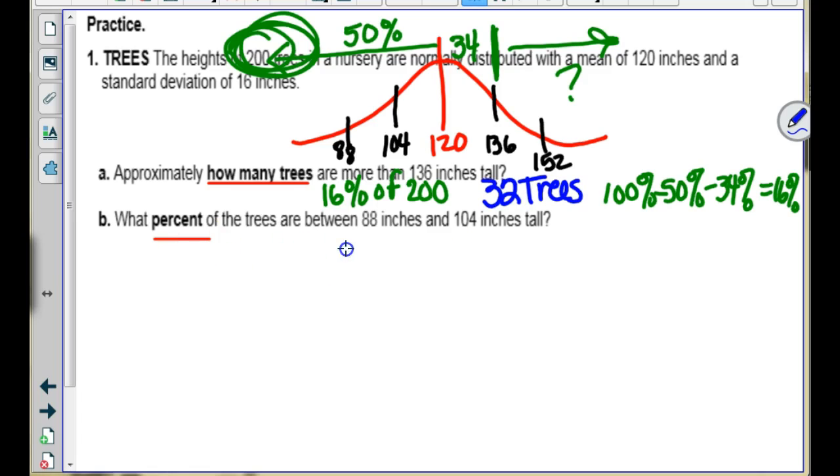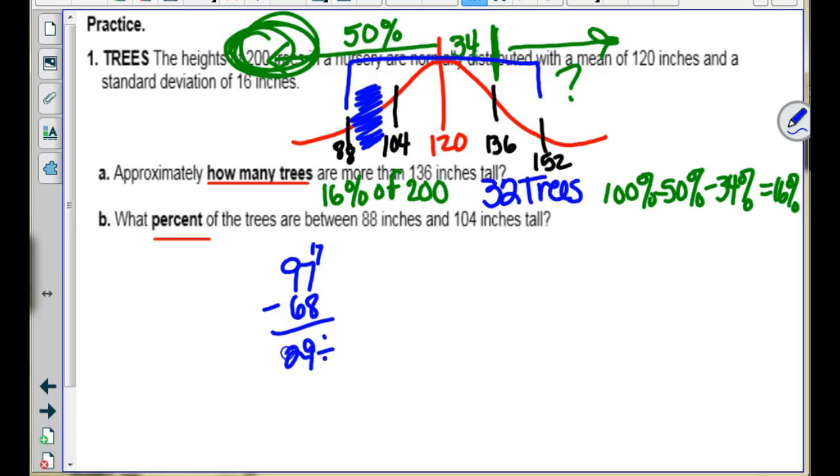Now it says what percent are between 88 and 104. So it wants this little piece. I think that's broken down for you on your sheet. I would have to think about it, but this is 68, this is 97. So I'd have to do 97 minus 50 is 47, cut in half. What does it say on your sheet? Oh, this is 68 in here. So 97 minus 68 is, somebody help me, 29, and then cut in half.